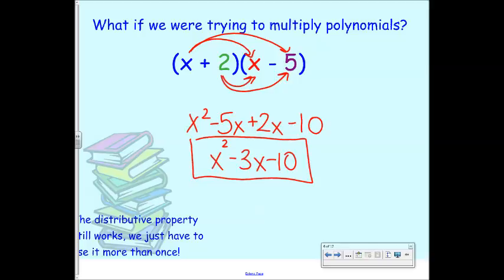How many of you guys have heard the term FOIL before? Not many of you? All right, Mr. Vrandrick hates this term, so if you have him for Algebra 2, don't tell him I taught you this.